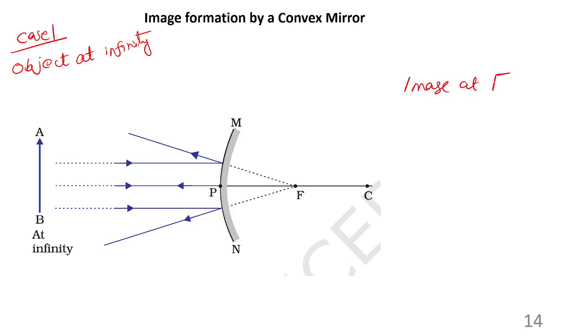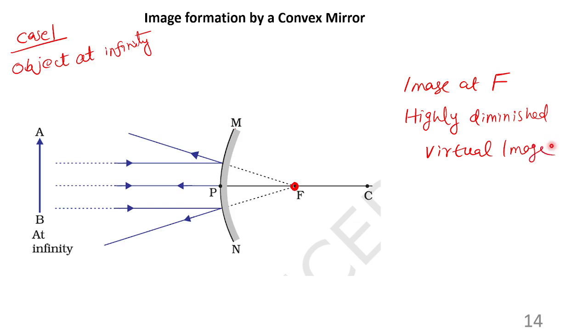The image is exactly at the focus. And the size of the image is point-like, so we say it is highly diminished. That is the formal way we write it. Highly diminished. We cannot say anything about inverted or erect. It is actually a virtual image.